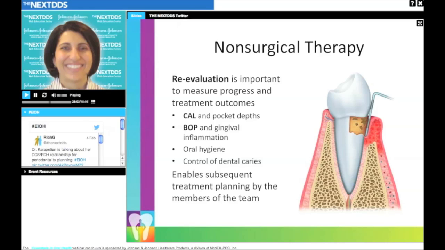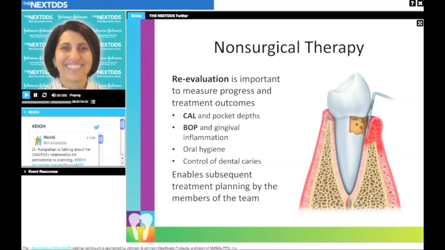The reason why we do the reevaluation at 4 to 6 weeks is that during the 4 to 6 week period, the inflammation is subsiding and we're able to get some reattachment of the fibers post-treatment once the calculus subgingivally has been removed. So this is the best time that we can get the most accurate readings for the patient. And again, this is if and only if the patient has been able to perform good plaque control and decrease the inflammation.